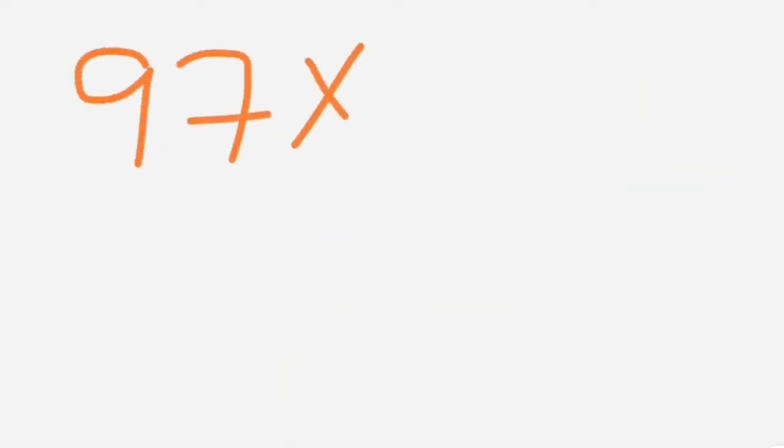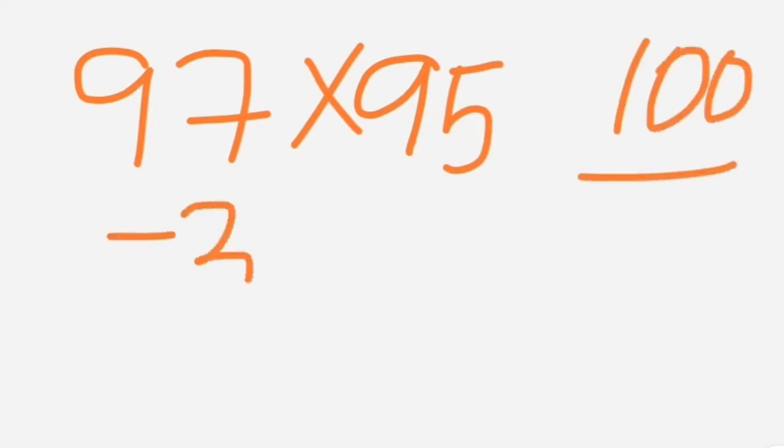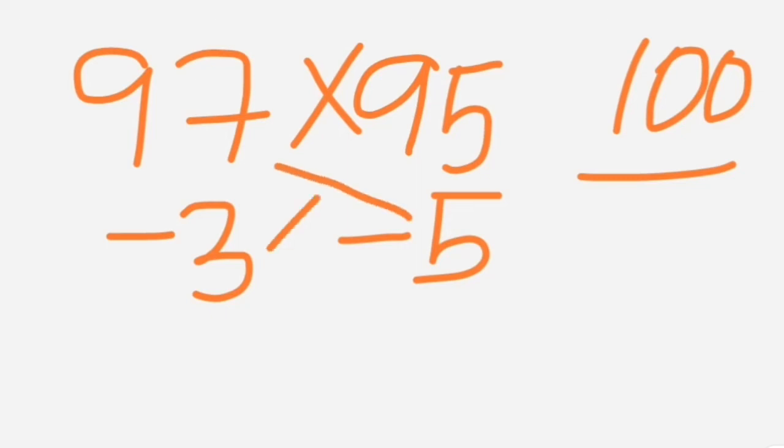Let's do it fast now. Take one more example, 97 into 95. We are calculating with respect to 100, so treat 100 as the base. 97 is how much less than 100? 3 less. 95 is 5 less. Either we subtract 97 minus 5 or 95 minus 3. 95 minus 3 would be 92. This is one part of our answer.